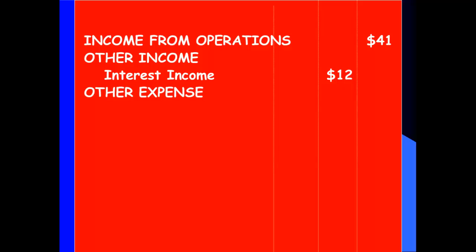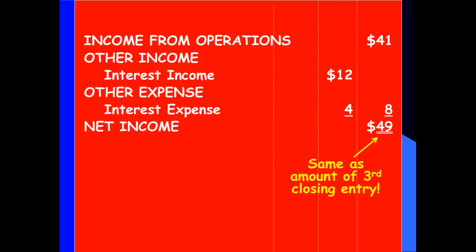And then we need to subtract any other expenses. Do we have any expenses that would be considered to be other? Interest expense, good. Other income is 12. Other expenses are 4. The difference between 12 and 4 is 8. We need to decide whether to add or subtract that 8. What do you think? Add. Why? Because the other revenues were bigger than the other expenses. Therefore, that is going to make my net income go up. Had we had more other expenses than we did other revenues, the difference would have been subtracted. That gives me a net income of 49. Have we seen that number 49 before? This data came from the closing entry problem.